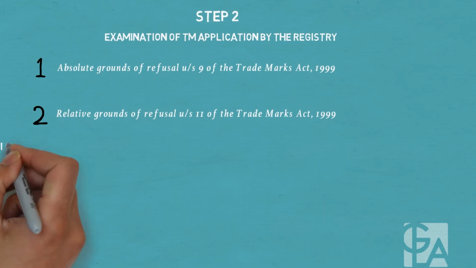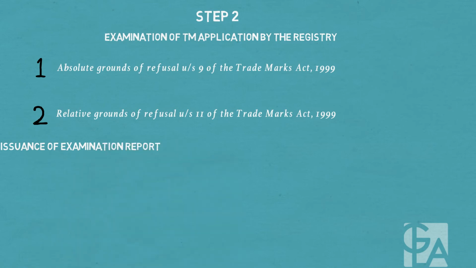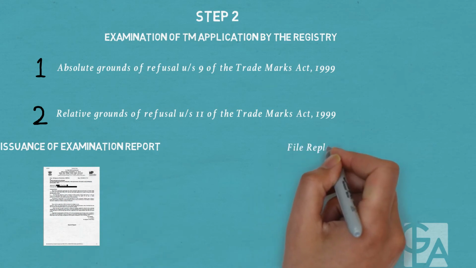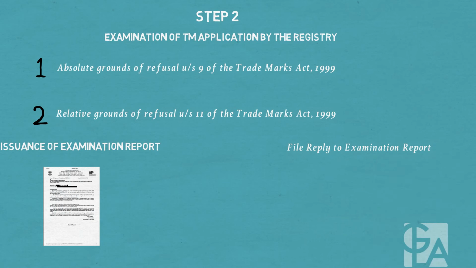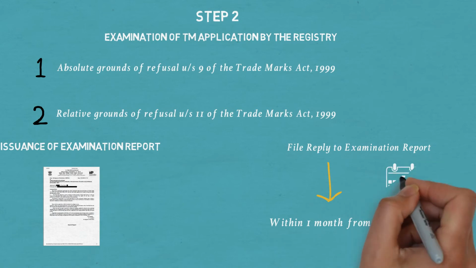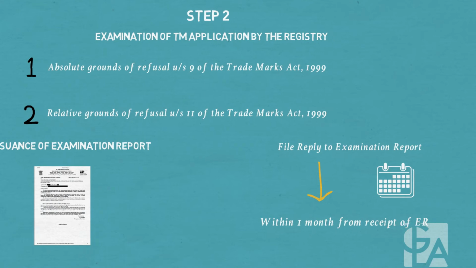In the event that the registry has objections to the registration, an examination report detailing the objections will be issued. A reply to the examination report with the submissions against the objections must be filed within 1 month from the receipt of the examination report. Otherwise, the registry may treat the application as abandoned. The registry might allow the application to proceed to the next step or issue a show cause hearing notice depending on the nature of the objections and the submissions made in your reply to the examination report.